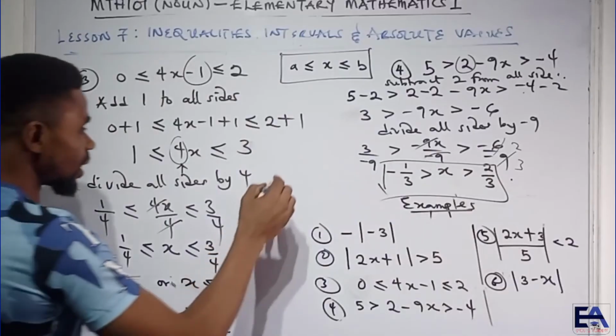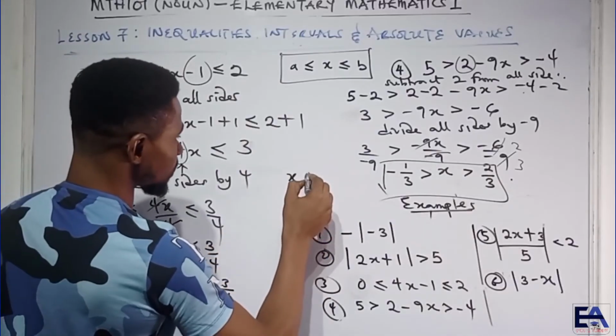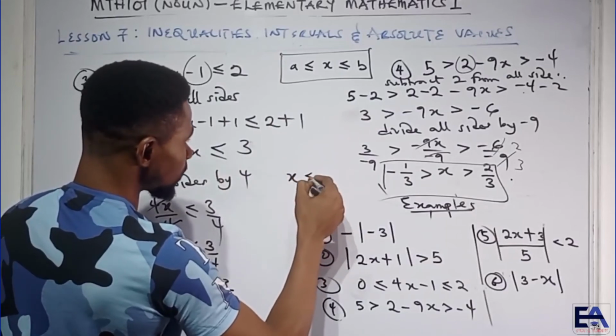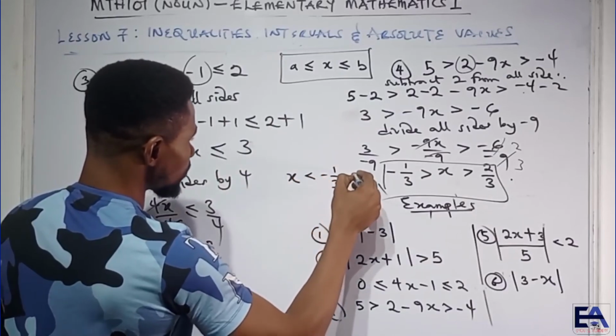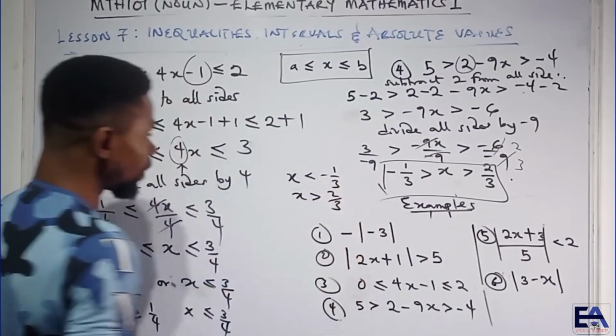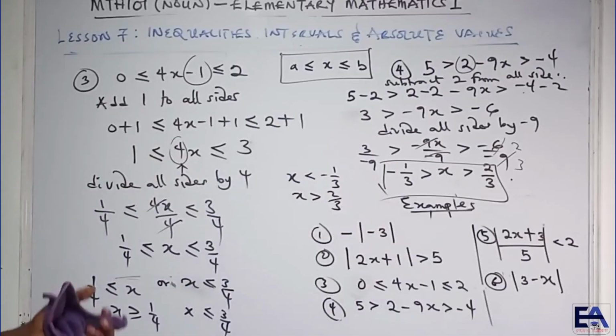Or you can say x is less than minus 1 over 3, but x is greater than 2 over 3. Okay, if you want to even represent this in form of interval, you are free.